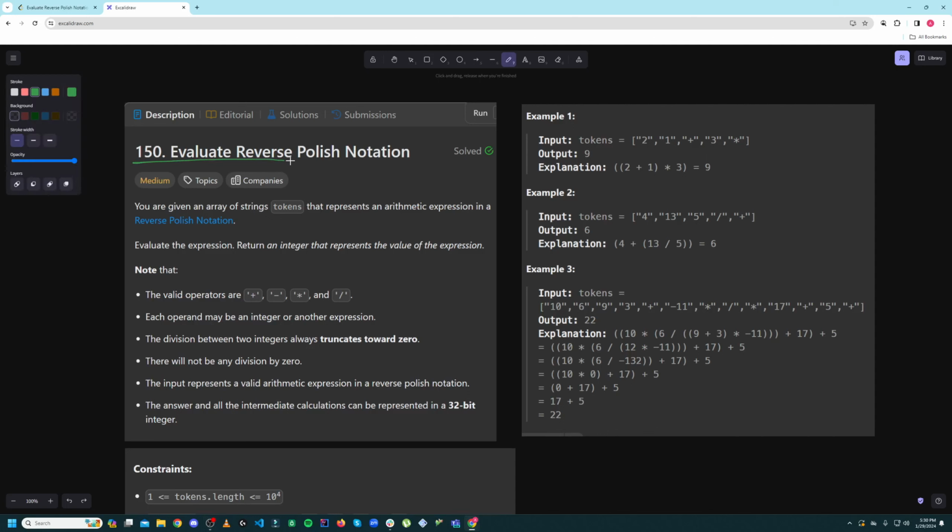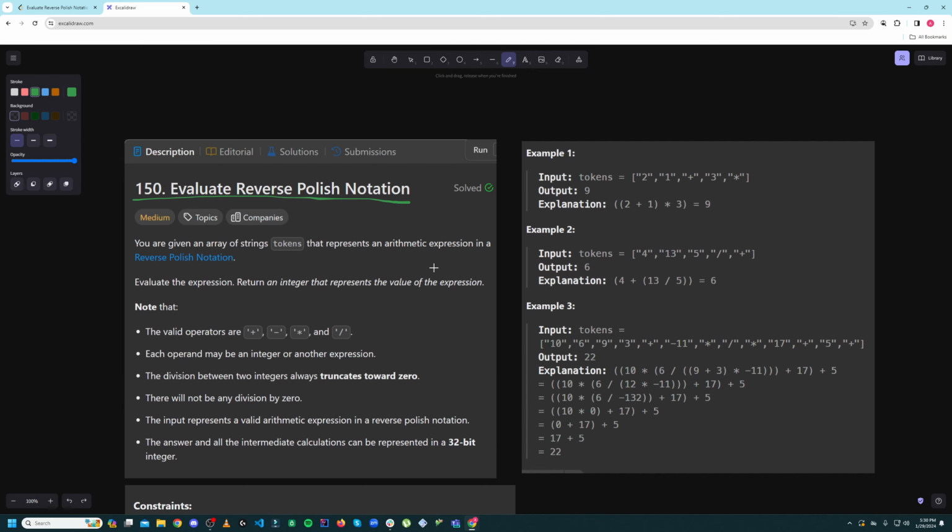In this video we're going to be working on evaluate reverse Polish notation. And it's a pretty straightforward problem. You're given an array of tokens representing an arithmetic expression in reverse Polish notation, and you can evaluate it. You have valid operators, and each operand may be an integer or another expression. The division between two integers always truncates towards 0. There will not be any division by 0, and there is a valid arithmetic expression in reverse Polish notation.